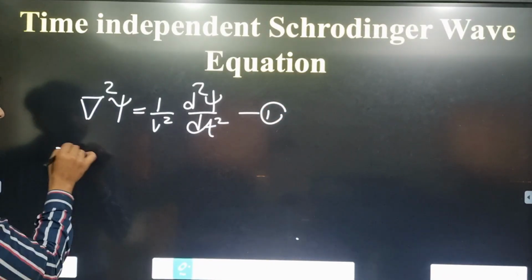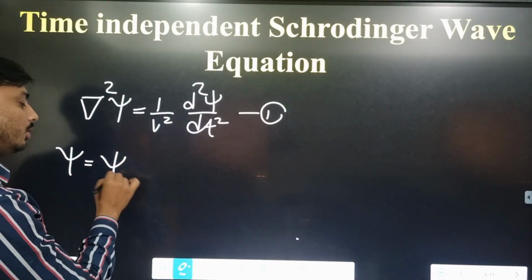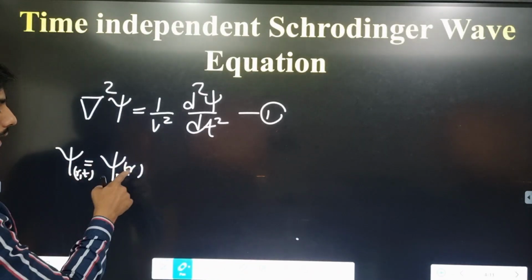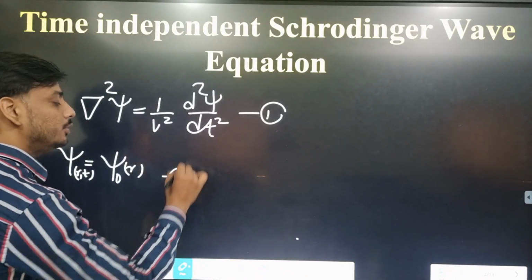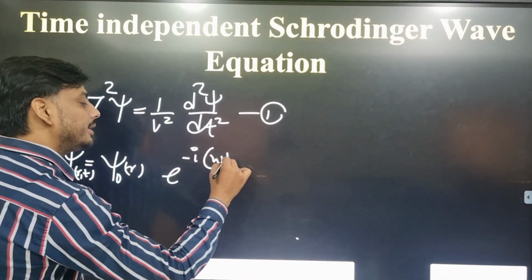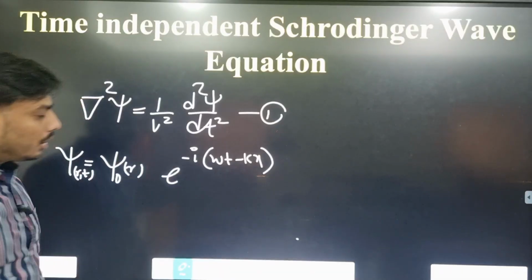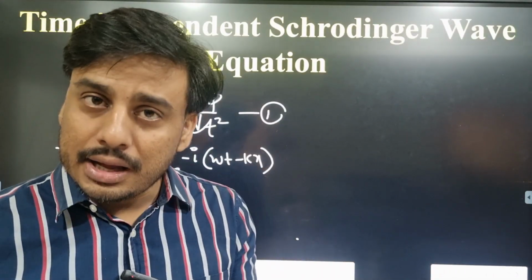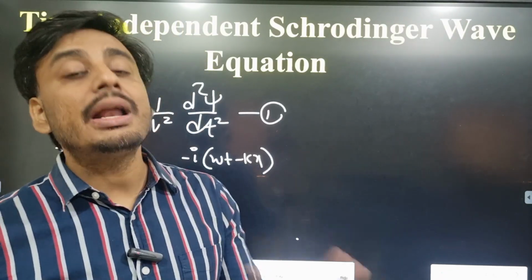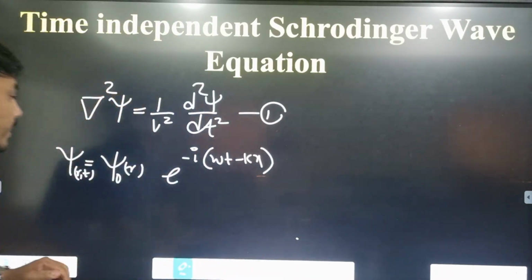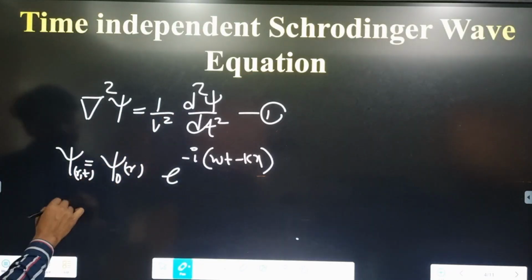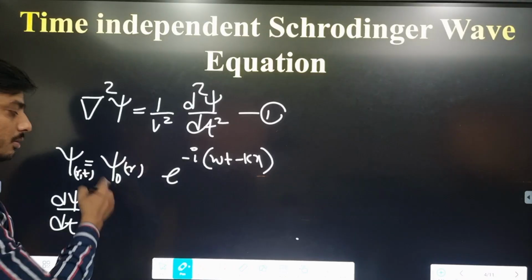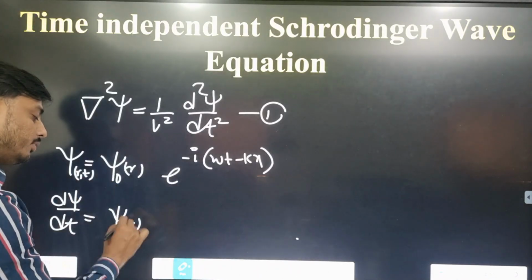Let the solution of this wave function psi be psi naught, which is a function of r. Psi means a function of r and t both, and psi naught of r is only a function of position, times e to the power minus i(omega t minus kx). Here you can also write plus kx because y equals r sin(omega t plus or minus theta). So plus kx means plus theta, minus kx means minus theta. Anything you can take. Now if we calculate the derivative d psi by dt, the derivative with respect to t, psi naught is a function of r, so this remains constant with respect to t.